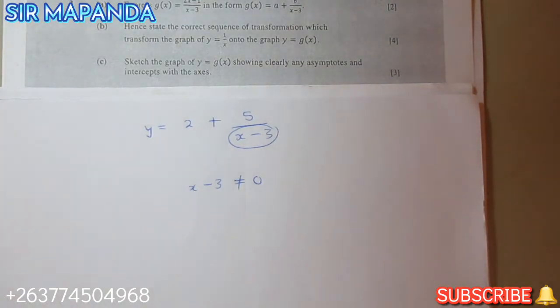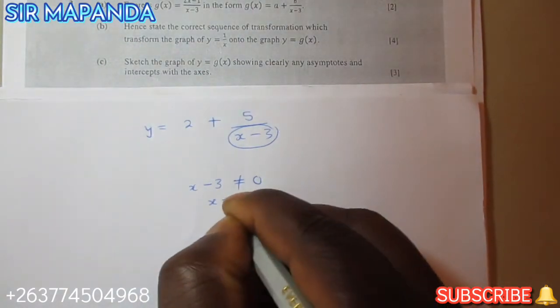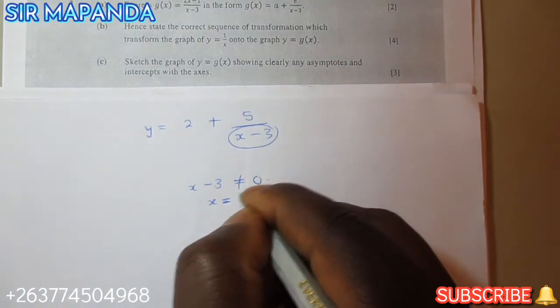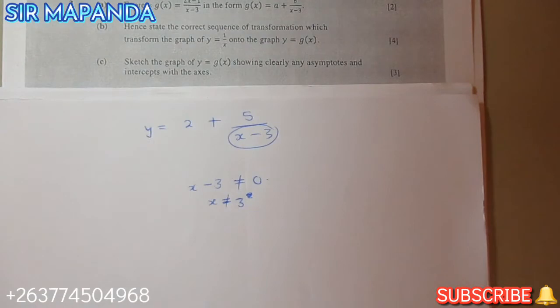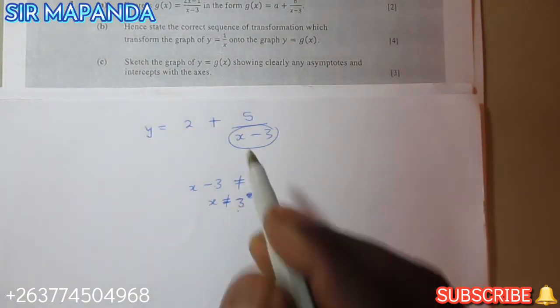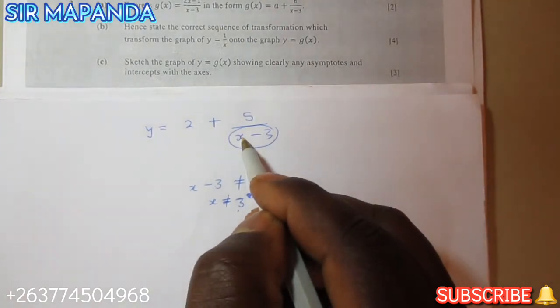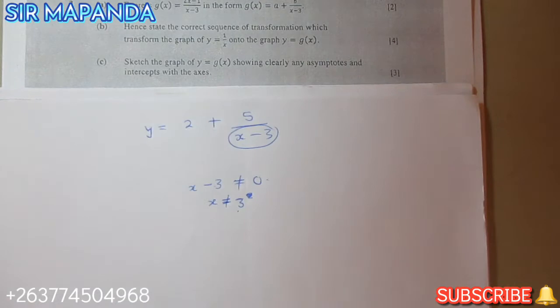So we need to find the value of x which makes the denominator 0. Move minus 3 to the right side, a positive 3, right? So we are saying that x cannot be equivalent to 3. Because if we put 3 on x, you get 0 as the denominator, of which 0 cannot be a denominator. I hope you are following.